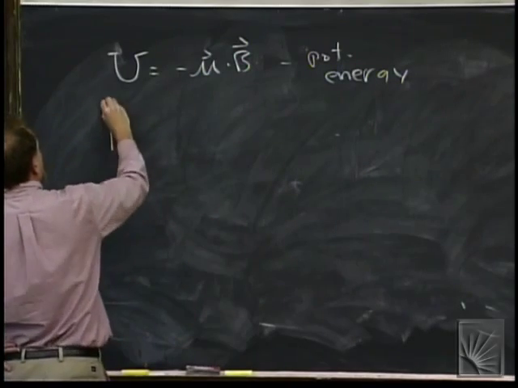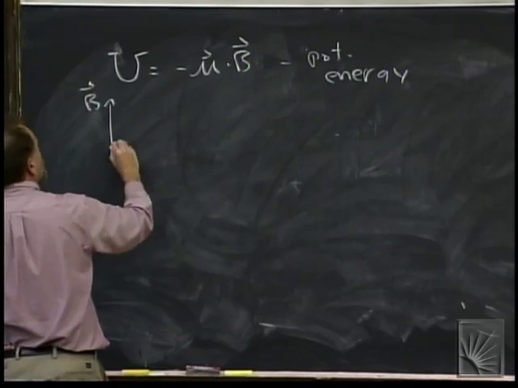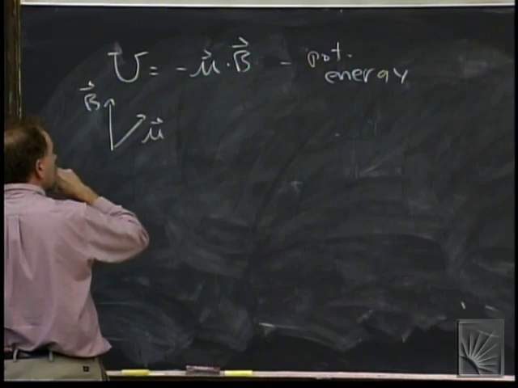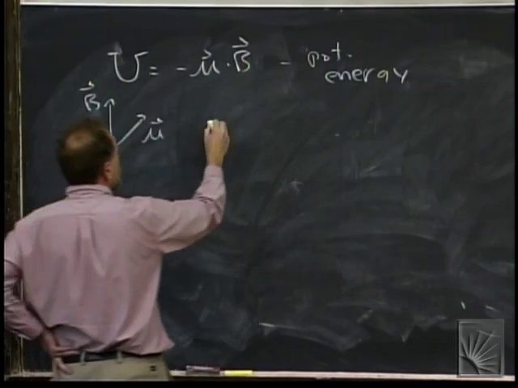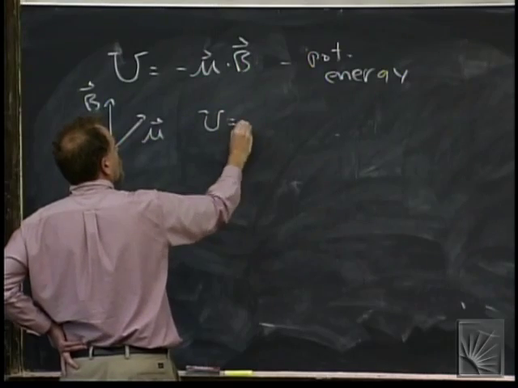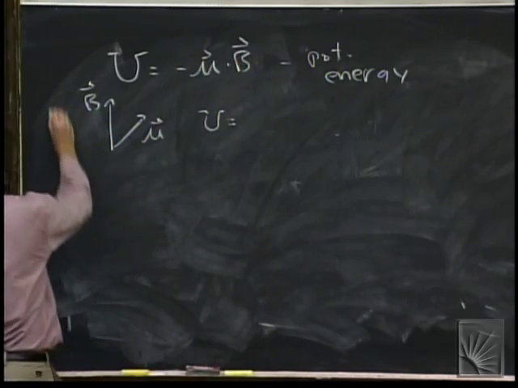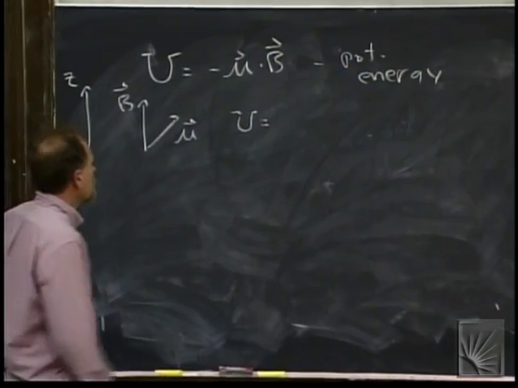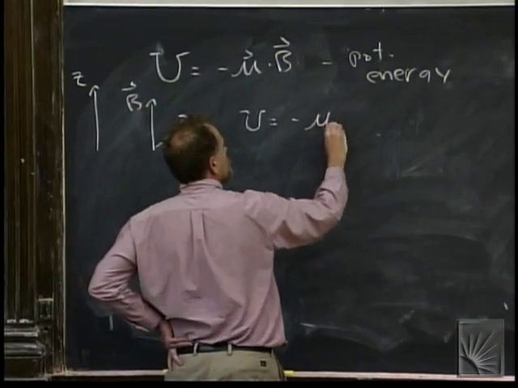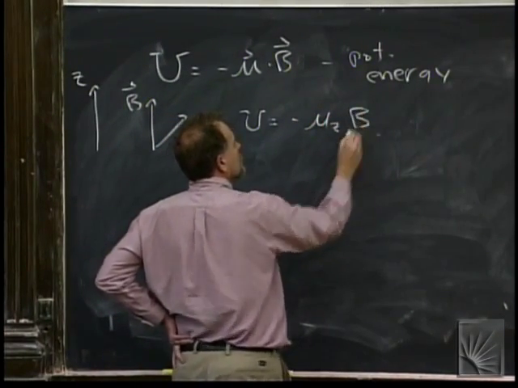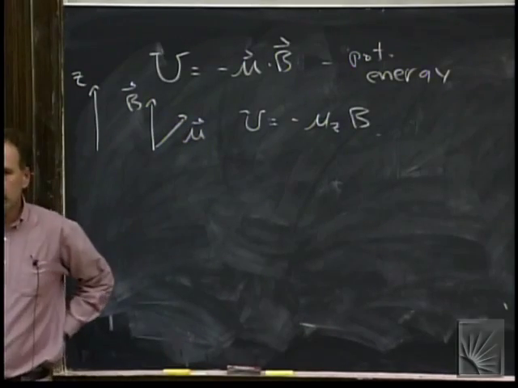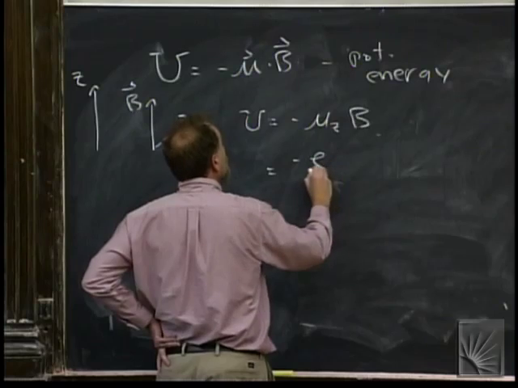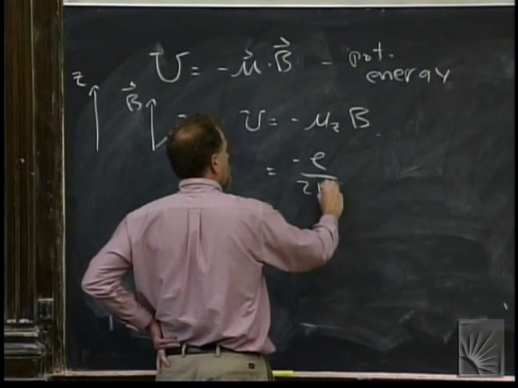So again, if I have B like that, and I have mu like that, mu dot B would be, let's say that this is in the Z direction. So B is purely in the Z direction. This would then just be minus mu sub Z times B. Now remember, mu is minus e over 2m.